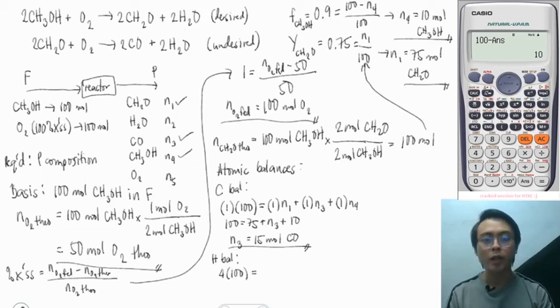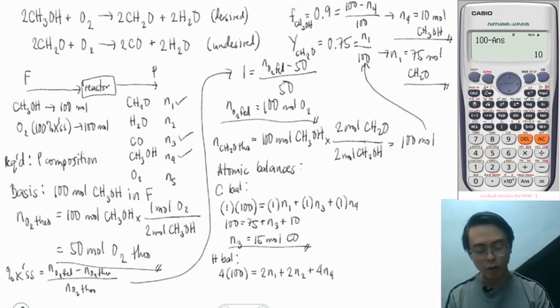So in N1, you have 2. So that is 2 times N1. Next, in N2, you also have 2. So that is 2 N2. In N3, you don't have hydrogen. And in N4, you also have 4. So that's plus 4 N4.